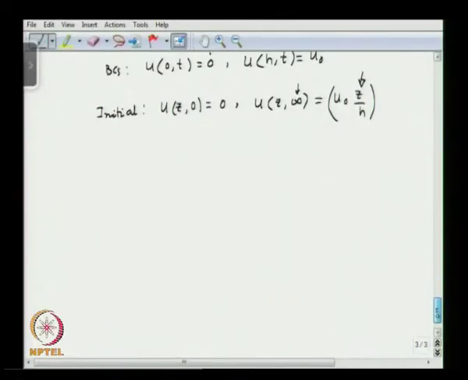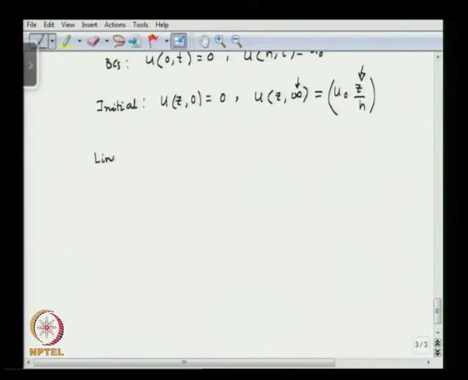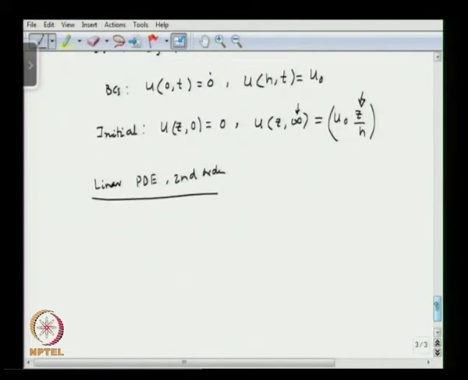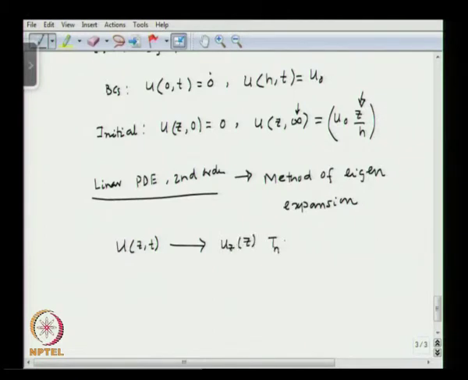So, this is a linear second order partial differential equation that we are talking about, and to solve that we would use the method of Eigen expansion, where u(z, t) will be expressed as u n(z) and T n(t). So, the velocity field, which is dependent on two different variables, will be converted as the product of two functions with single variables, z and t separately.